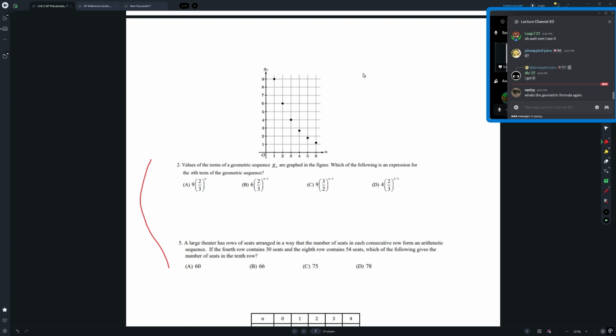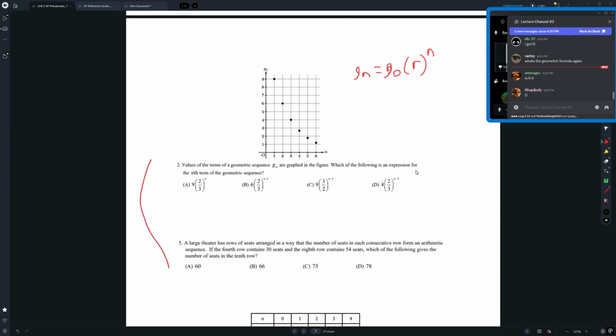Geometric formula is g of n is equal to g of 0 times the ratio n. The first one is D, and the second one is B. Any questions about these two? Can you explain this one, or question 2 or question 5?